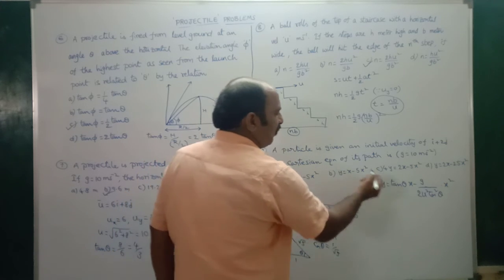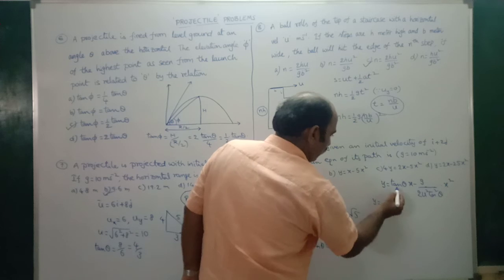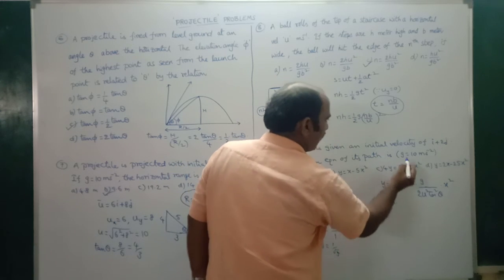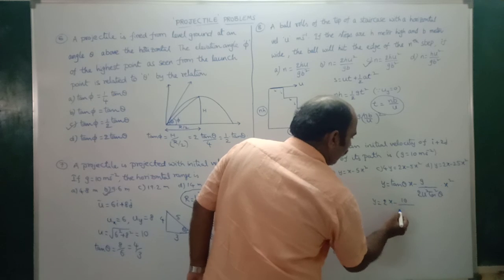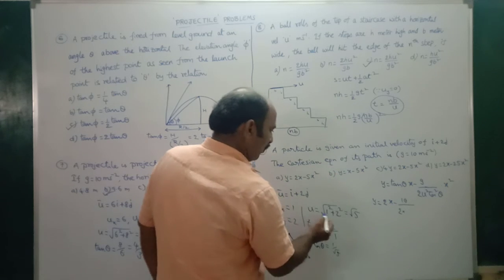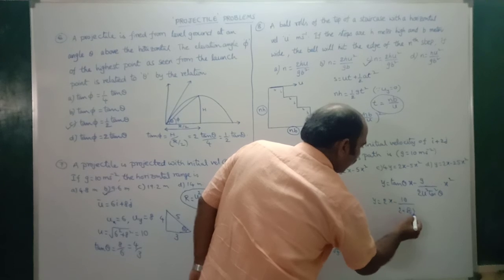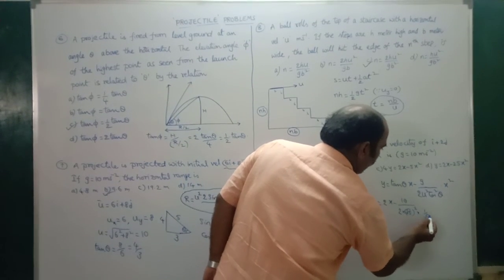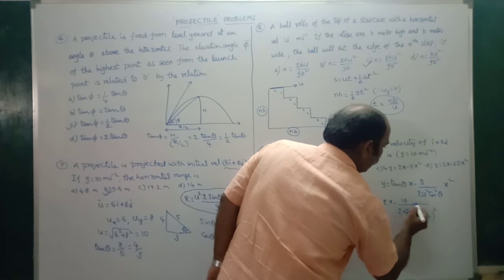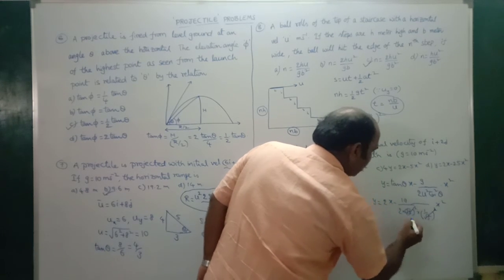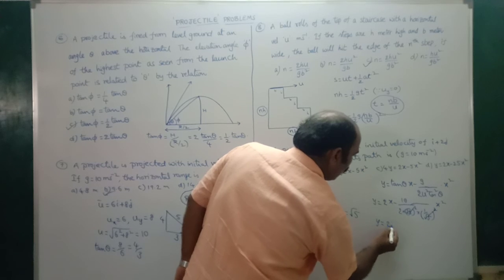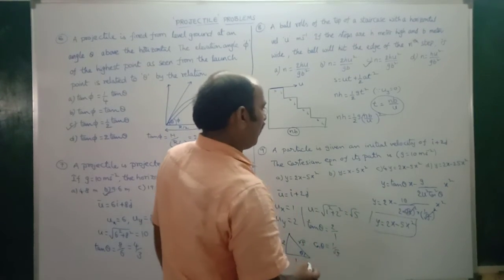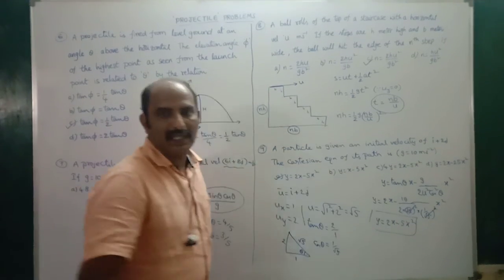All these values are substituted here. Y is equal to tan theta, that is 2, x minus g value is given as 10 by 2 u square. U square means root 5 whole square, into cos square theta, 1 by root 5 whole square, into x square. This will be cancelled. Finally y is equal to 2x minus 5x square. So option A is correct.